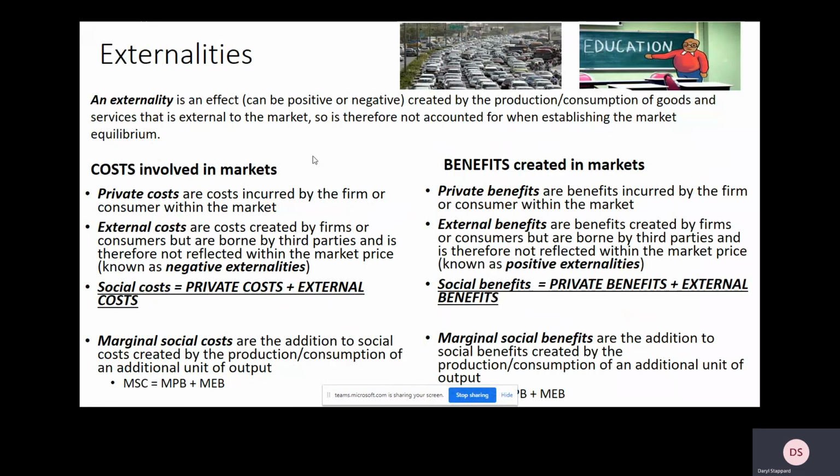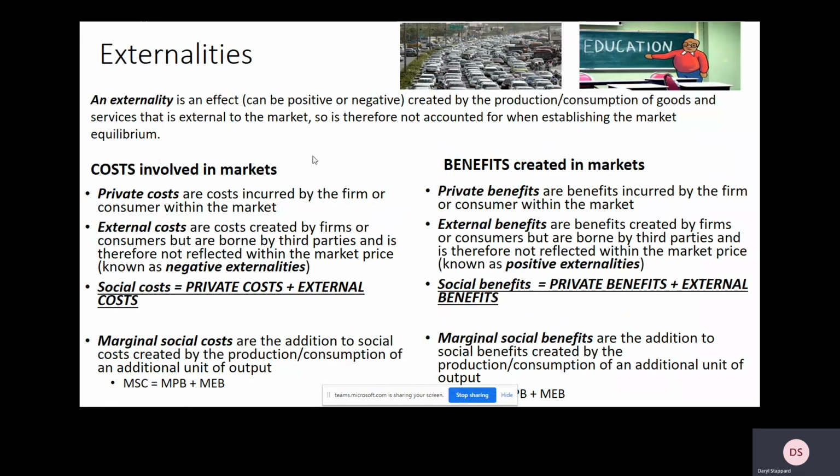A good example could be if you were to receive a vaccination, let's say against COVID-19. That would give a benefit for you. It would stop you hopefully getting that virus, but it would also prevent you from spreading that illness and impacting badly on other people outside of the marketplace. So you've got there an example of a positive externality.